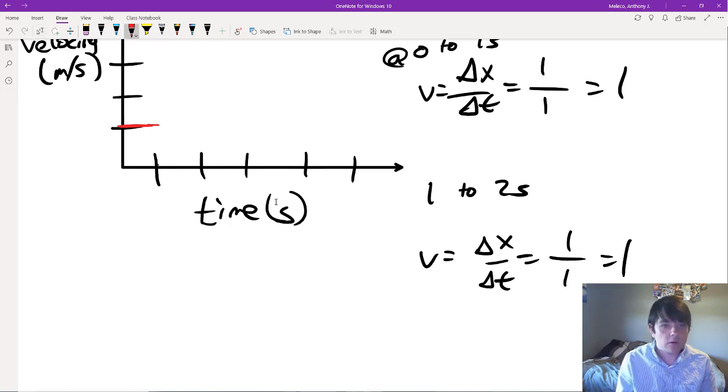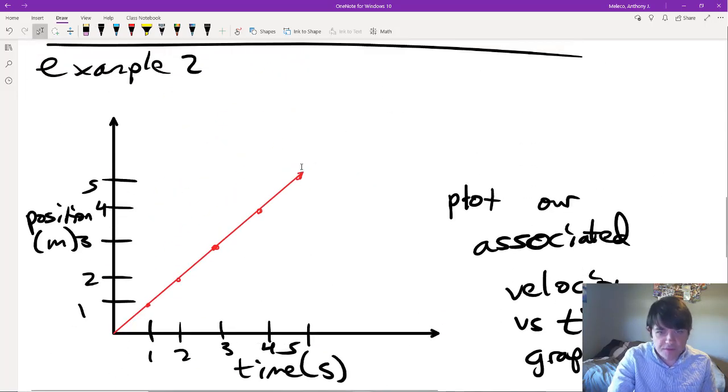And this will continue, because for the next ones we go up 1, over 1, up 1, over 1, up 1, over 1. So our velocity versus time graph looks like this. And you must be seeing from this, the slope of this line is 1, right?